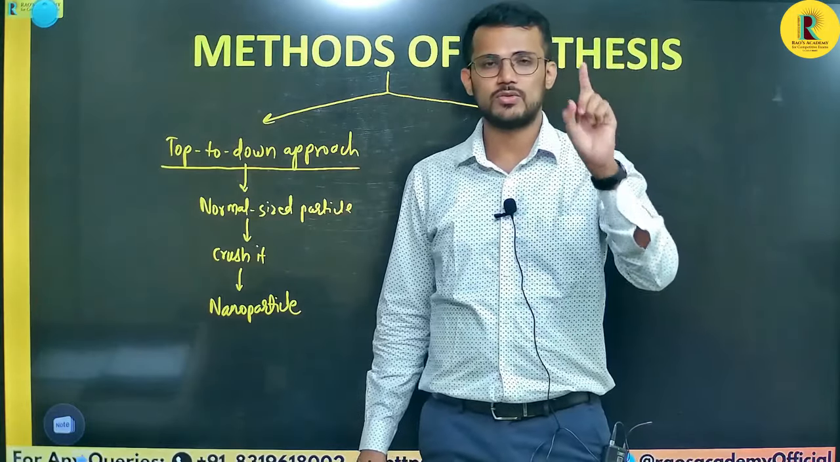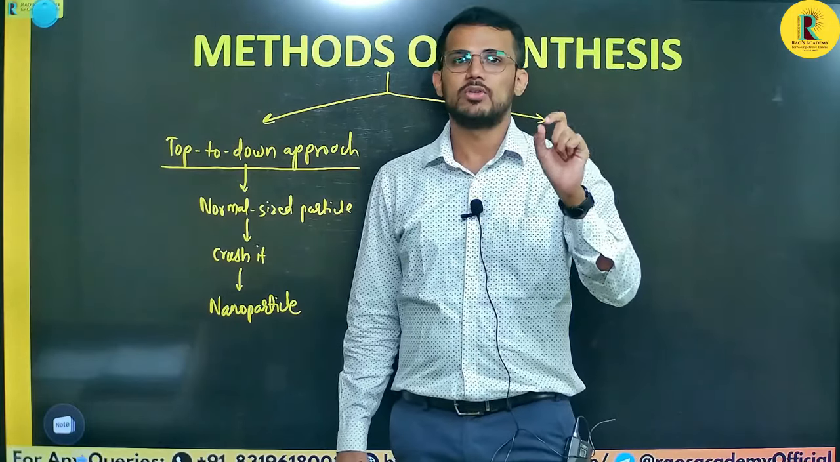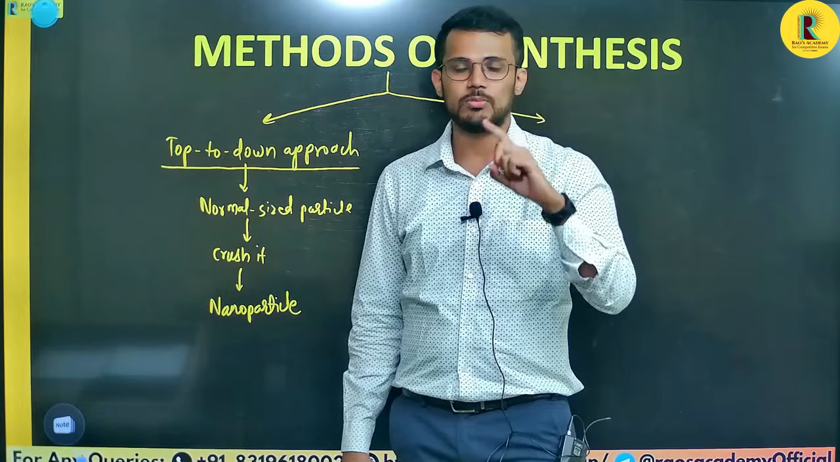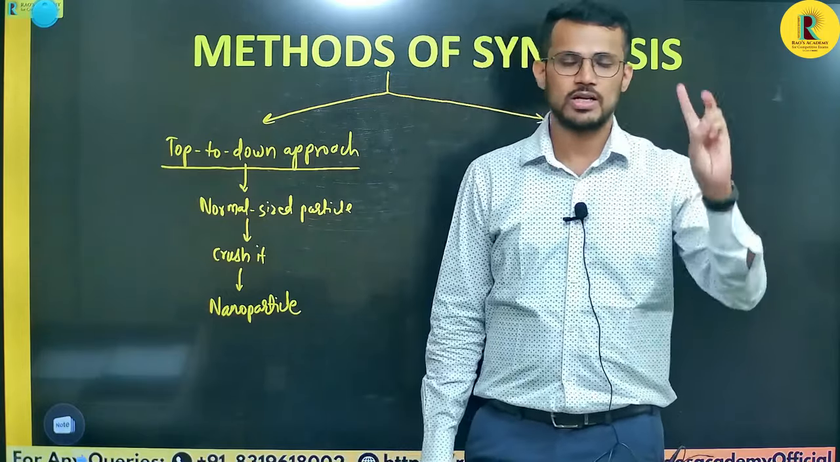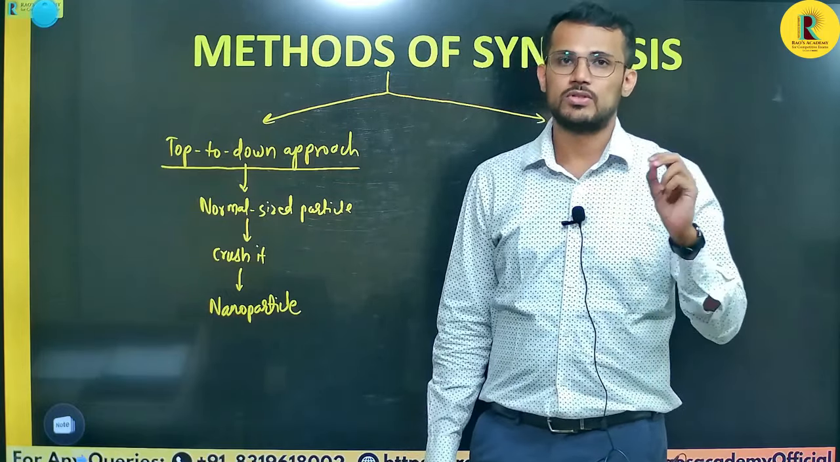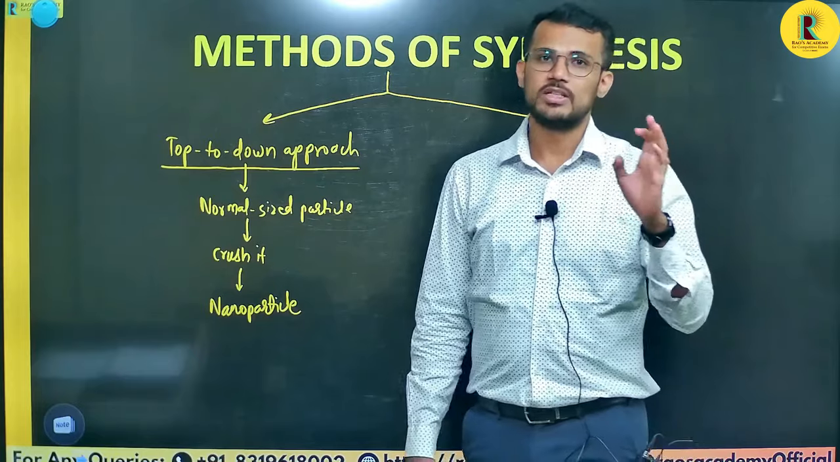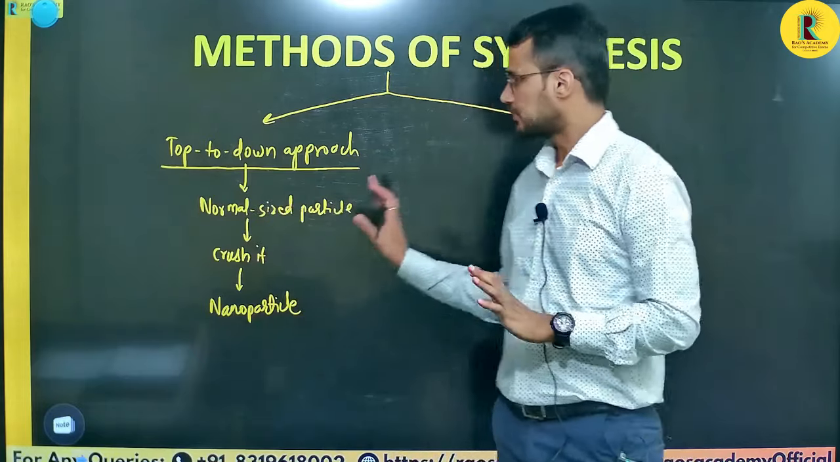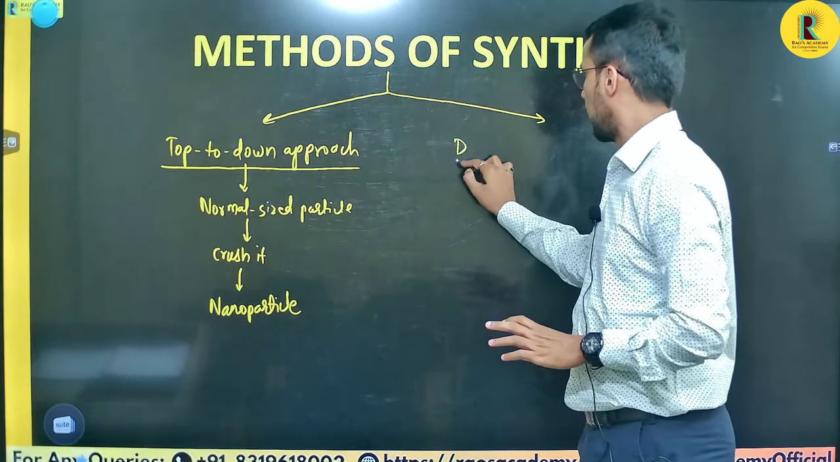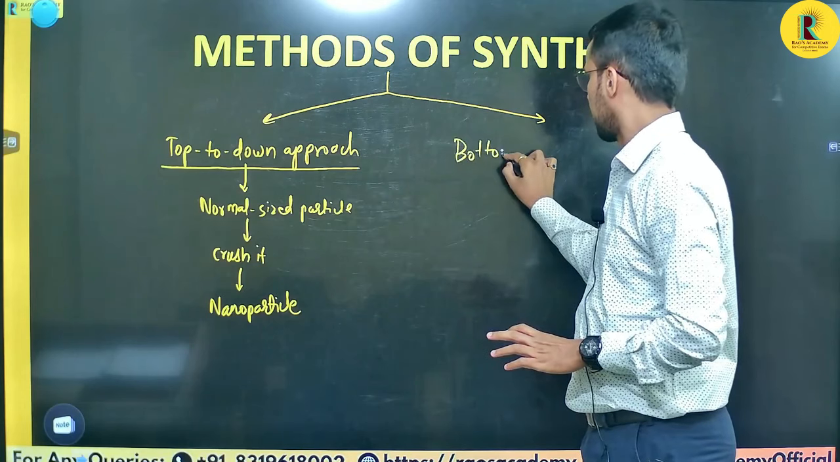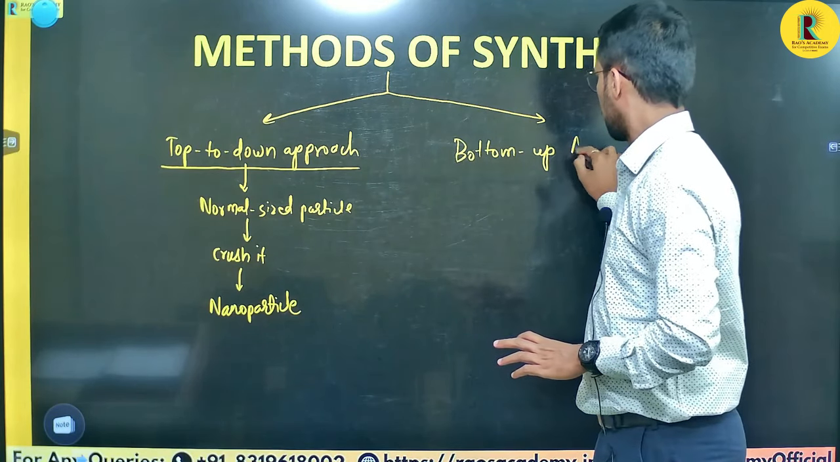Two problems or two challenges. First is that you won't be able to control the shape. Uniformity of shape you won't be able to ensure. And secondly, there would be problem with respect to the impurities present in the material. And second is bottom up approach.